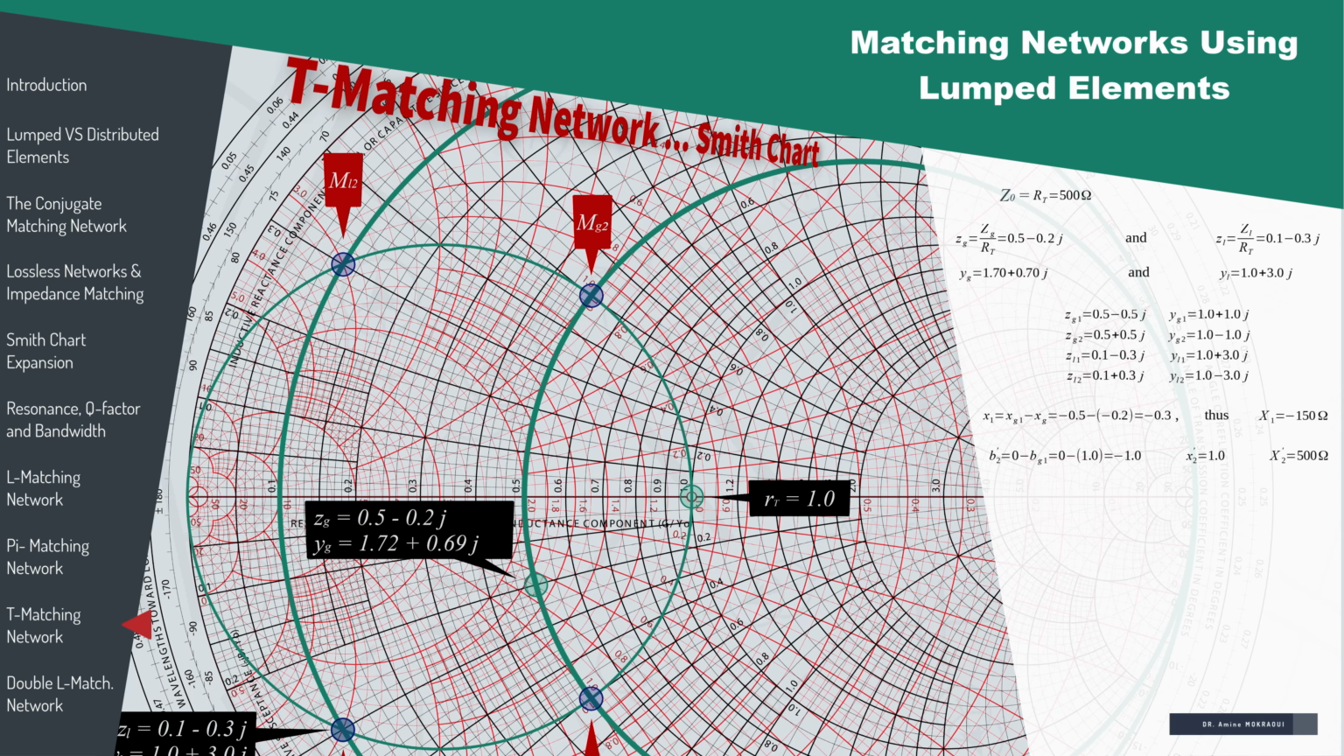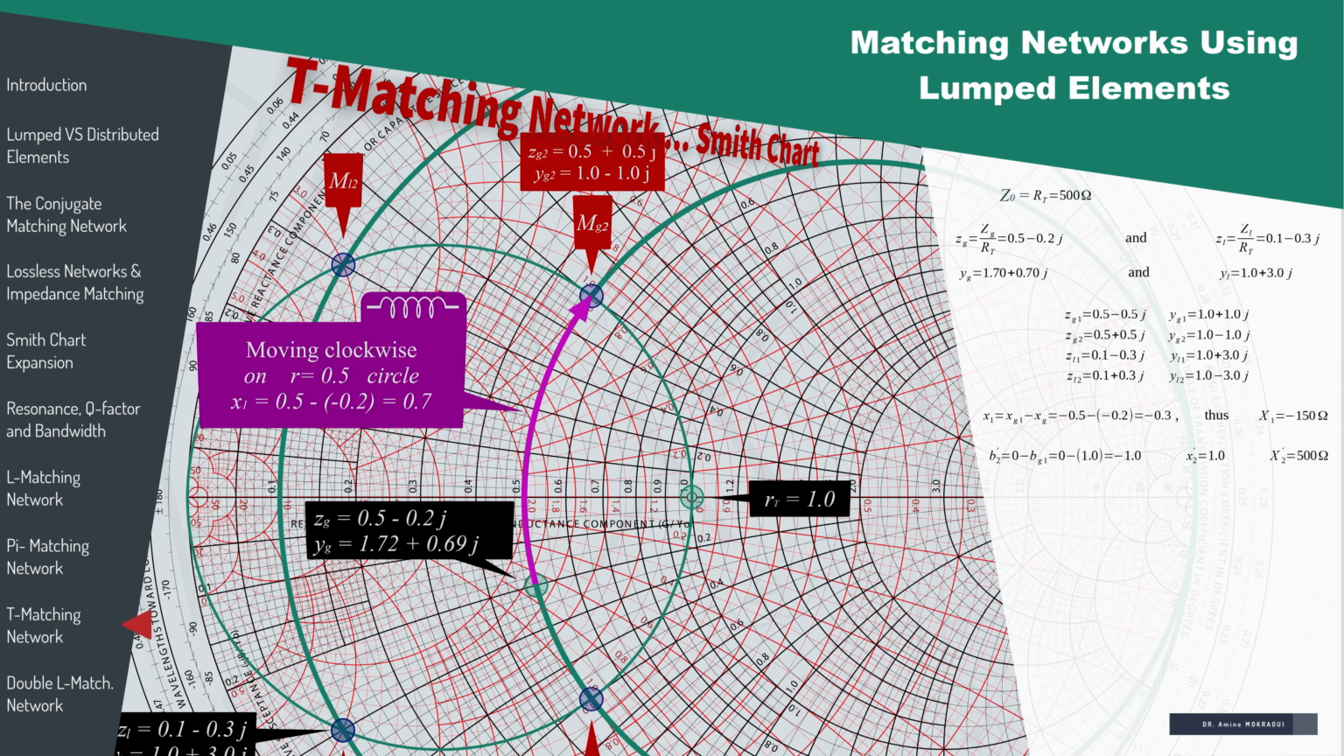The first step consists of walking in the clockwise direction from ZG to MG2 on the R equals 0.5 circle. Thus, we add an inductor whose reactance is X1 equals Xg2 minus Xg, which is equal to 0.7. Thus, uppercase X1 equals 350 ohm.